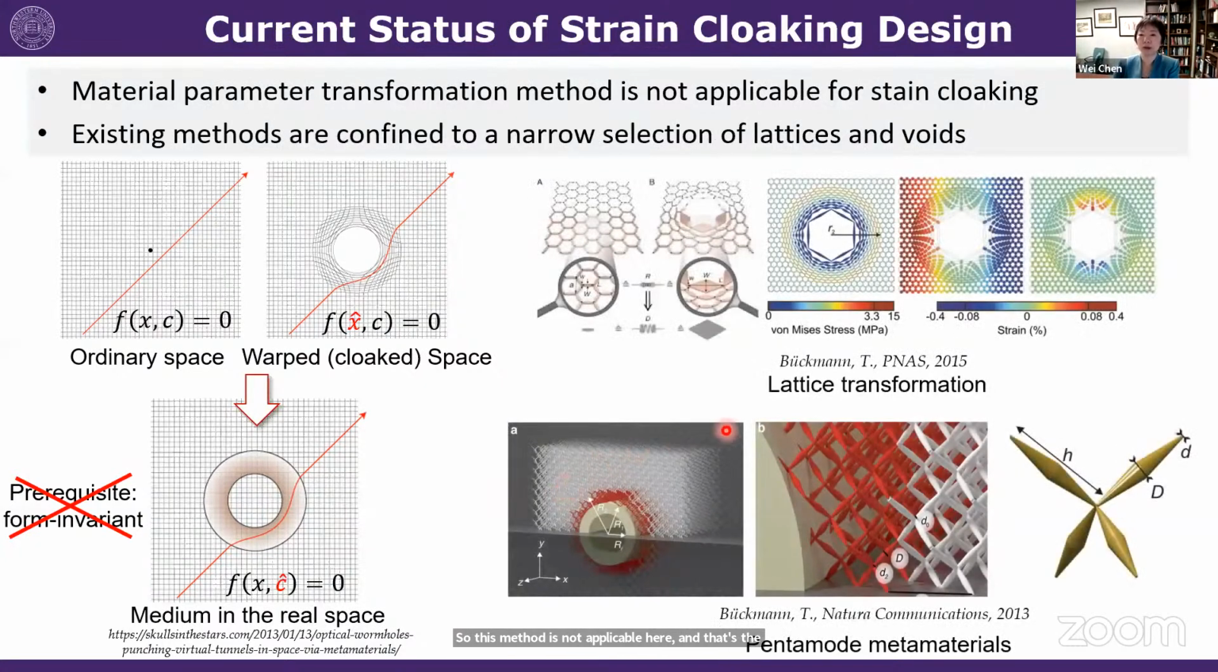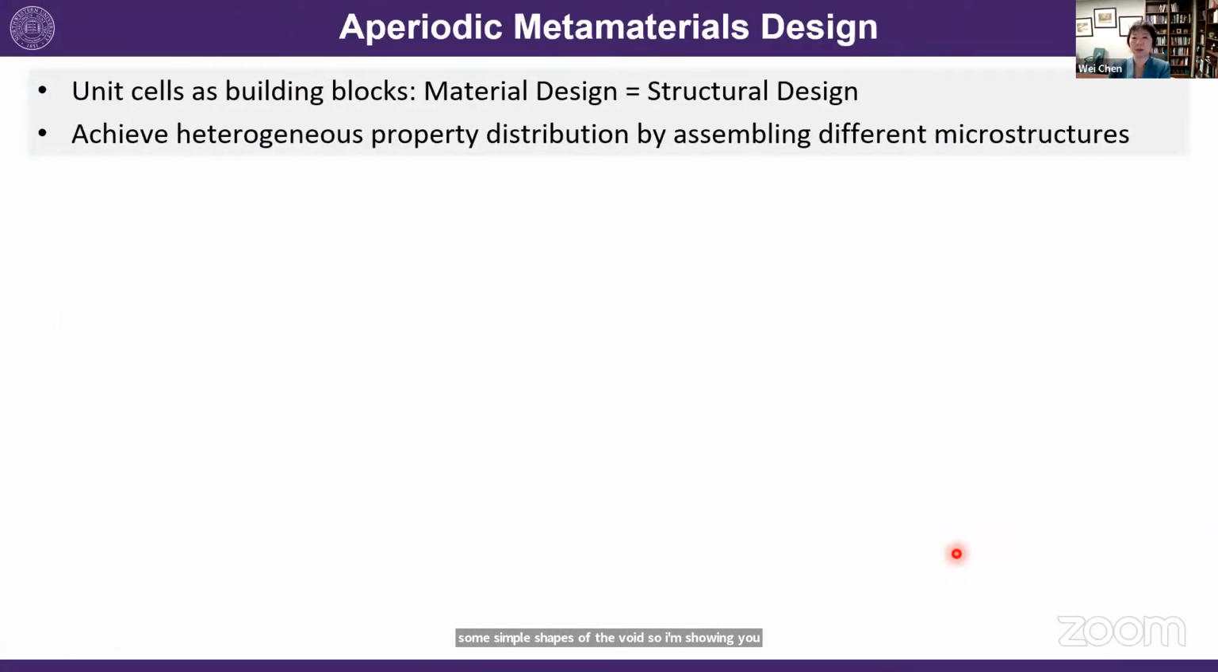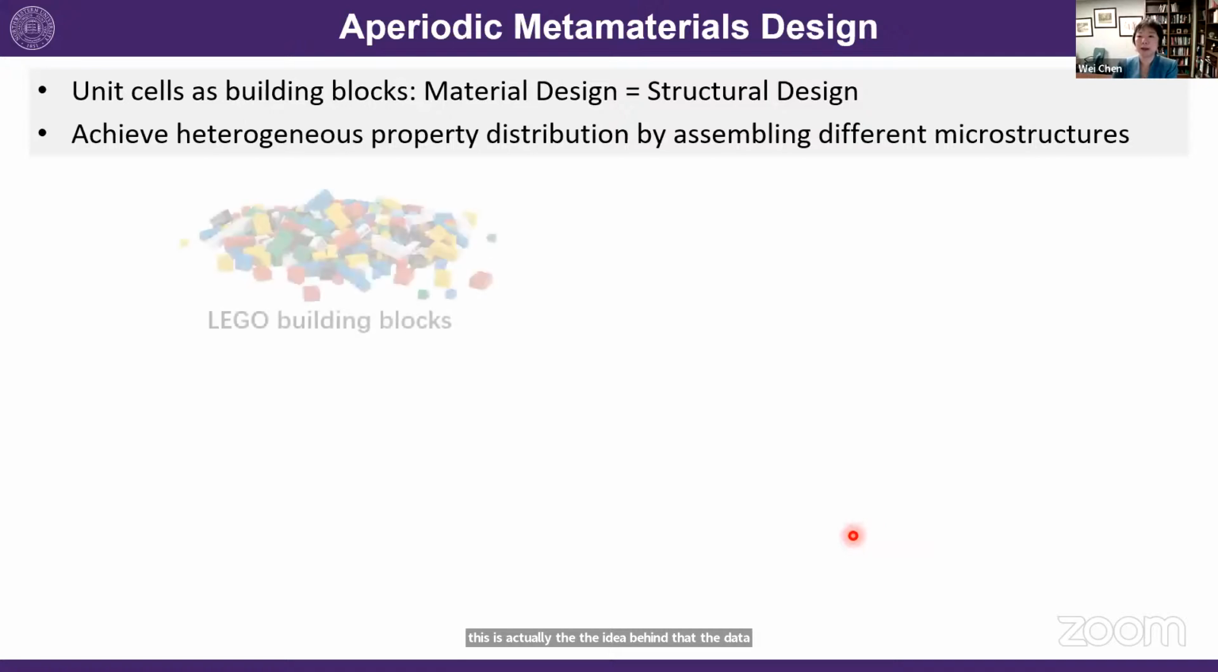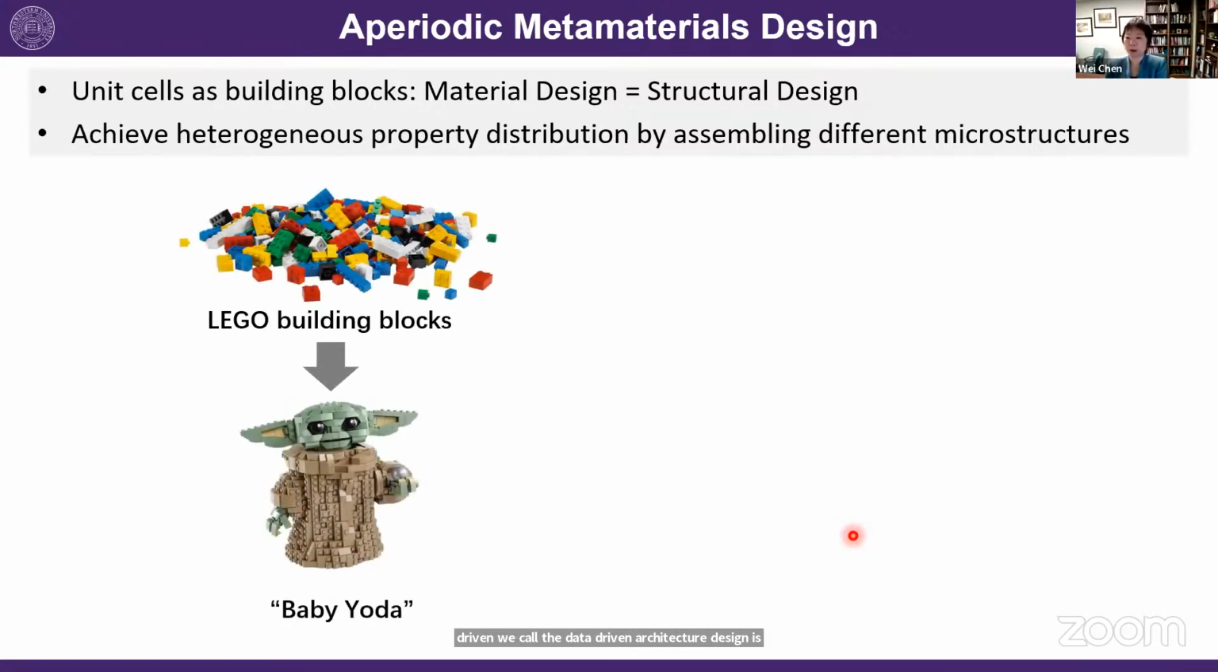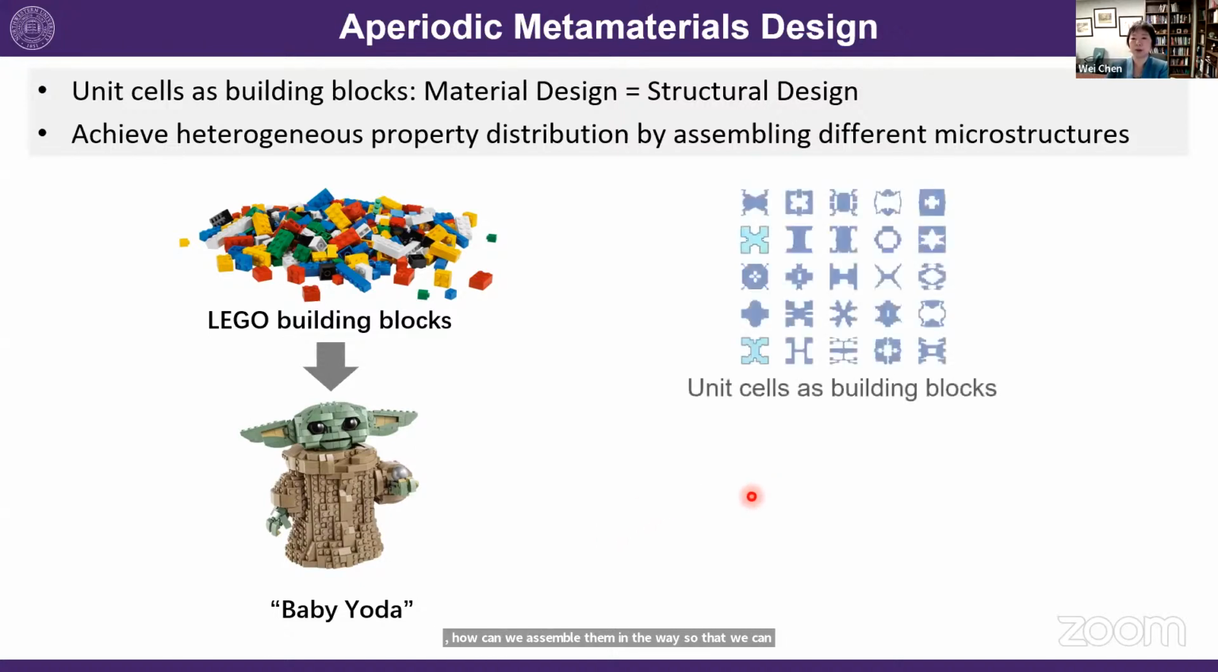If you look at strain cloaking design in the literature, most of the methods are confined to special lattice materials or simple shapes of voids. I'm showing you here some examples published in the literature. Our idea, which is the idea behind what we call data-driven architecture design, is to consider material as basic building blocks. Without changing the constituents, the question is how can we assemble them so that we can accomplish a very heterogeneous material system?